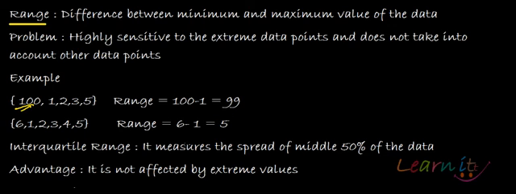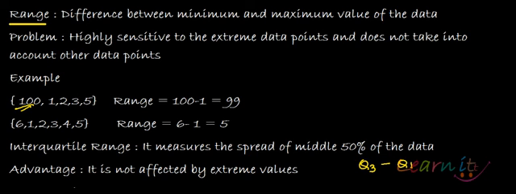Then interquartile range. Now there is one advantage of interquartile range. That is, it measures the spread of the middle 50% of the data. It is Q3 minus Q1. It is just taking care of that 50% of the data in the middle.